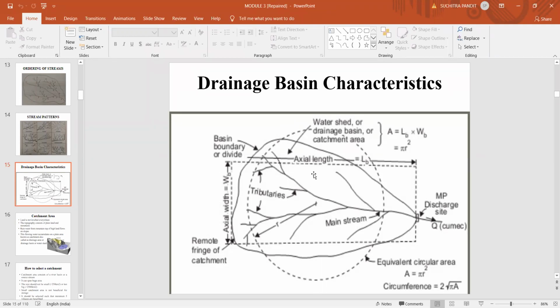So for hydrologic analysis, the area can be converted into an area which is almost equal to the original area. So this is nothing but the drainage basin characteristics. You can see here, this is the axial length, axial width, this is the drainage boundary, and this is the remotest point, that is the farthest point, and this is the discharge site where the outflow is measured. Outflow is measured in cumecs.